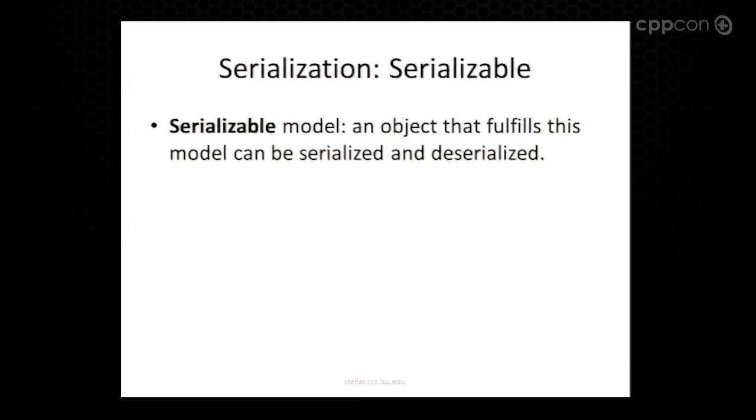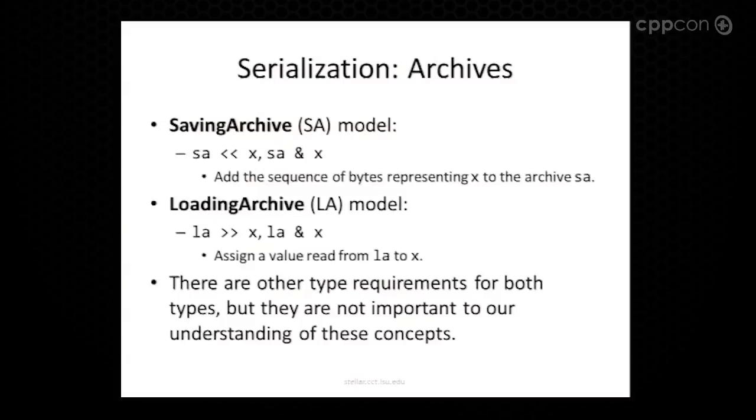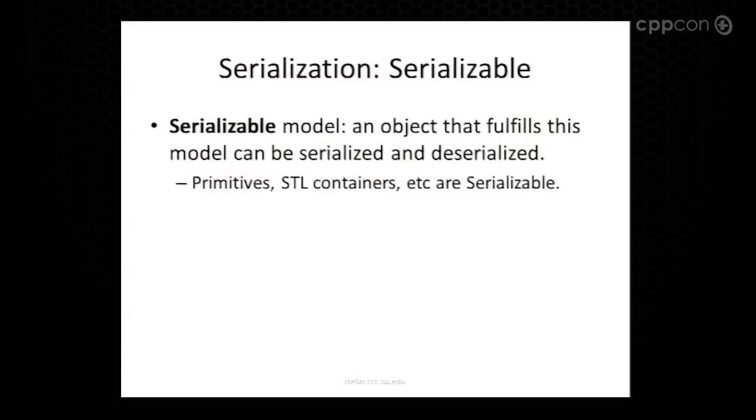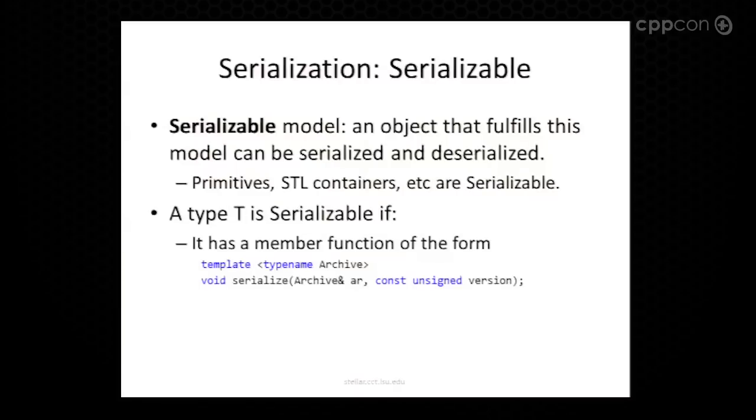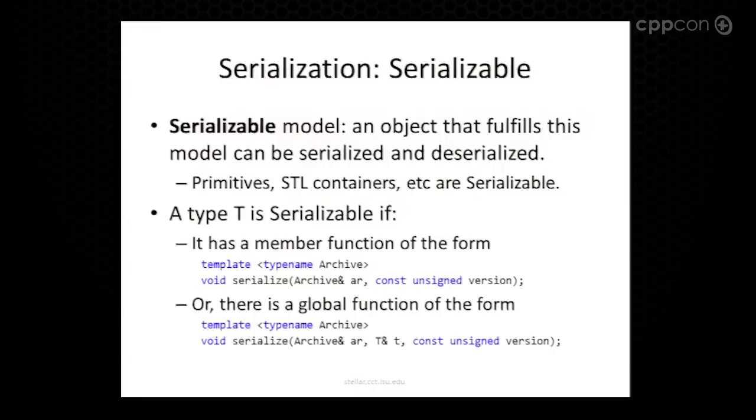So this is the important thing. There's this serializable model. Something is serializable if it can be used with these two archive types. Primitives, STL containers, and Boost containers are all serializable if you just include the right Boost serialization headers. It's serializable if it's got a member function that looks like this. This is the intrusive form, something you've got to add to your class definition. Or if there's a global function that looks like this.